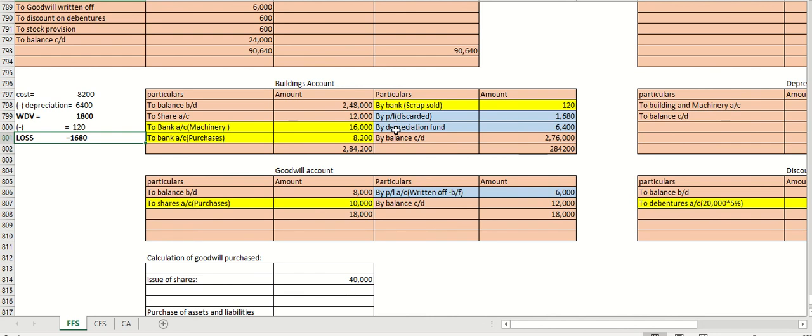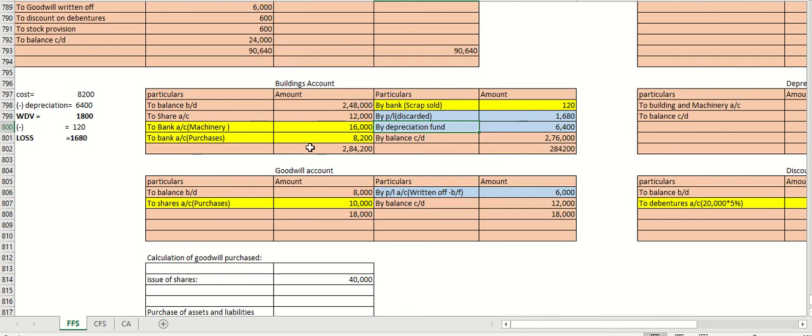So your depreciation is 6,400. So it is by depreciation fund account 6,400 and by sales, which is 120. So all these three items' calculations, I have clearly shown here with the help of your adjustment. So this 1,680 is your loss. If it was a profit, it would have been debited in your buildings account. Since it is a loss, it is credited, and this depreciation is your 6,400.